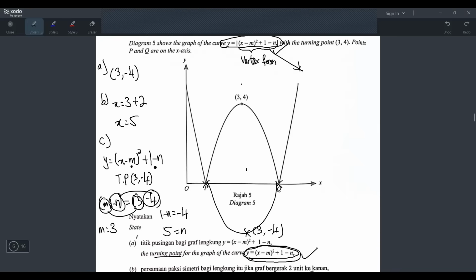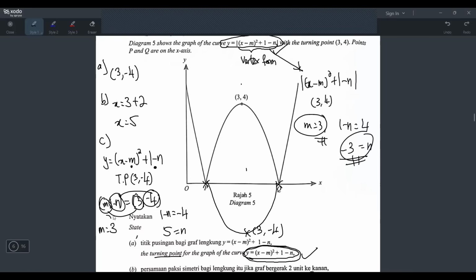Let's use this equation. If I use this equation, what's going to happen? Modulus of x minus m square plus 1 minus n, with the modulus. But for this equation, the turning point is not 3, -4, it's 3, 4. So it means m equals 3, 1 minus n equals 4, and then n equals -3. So you get a different answer than this one. So which one is the correct one? The scheme gave this one. The scheme answer is this one, right?